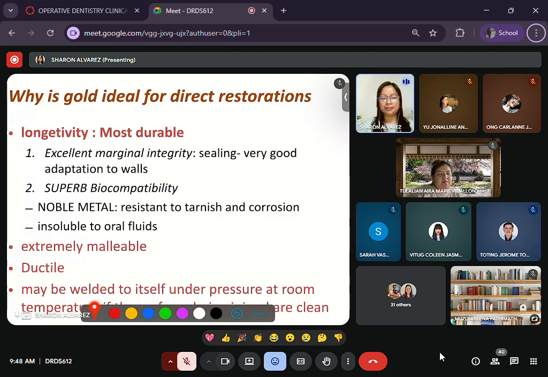So what's the secret behind the longevity of gold? Why can gold promise us a lifetime? It's because it's the most durable there is.